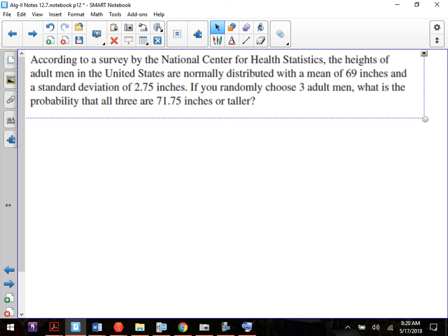According to the survey by the National Center of Health Statistics, the heights of adult men in the United States are normally distributed with a mean of 69 inches and a standard deviation of 2.75 inches. If you randomly choose 3 adult men, what is the probability that all 3 of them are 71.75 inches or taller? Okay.